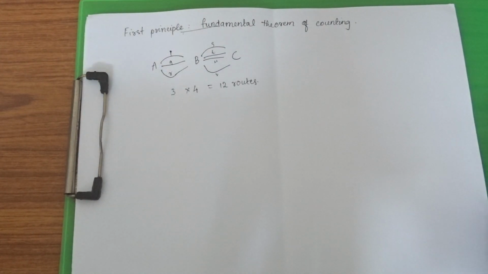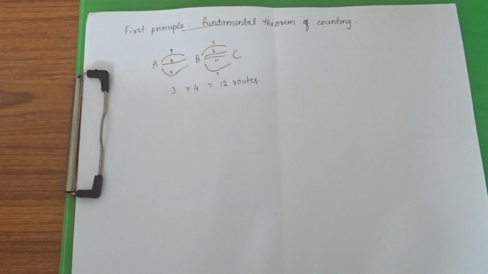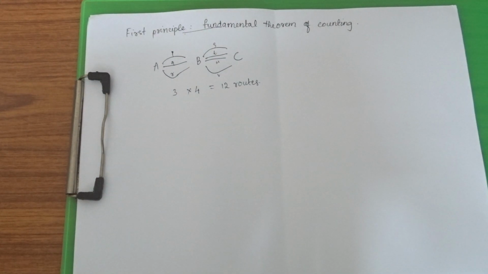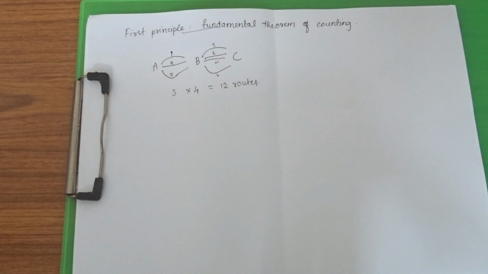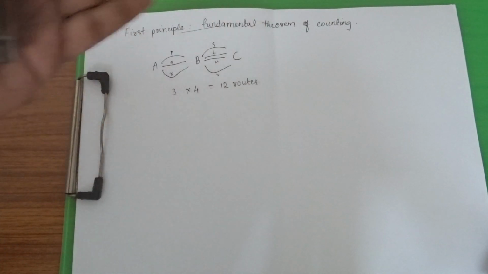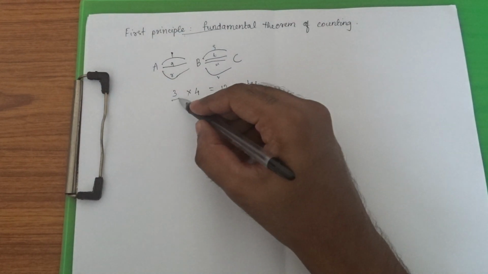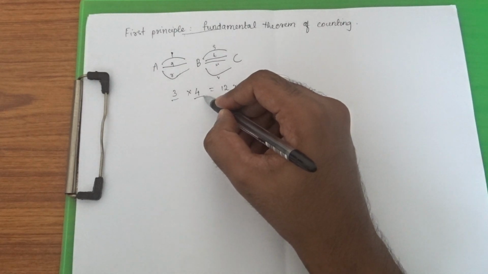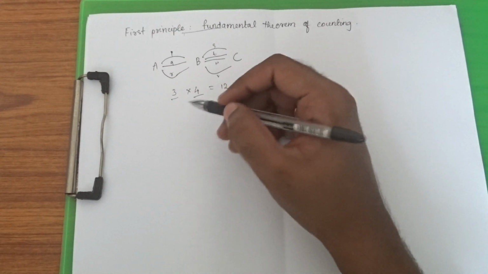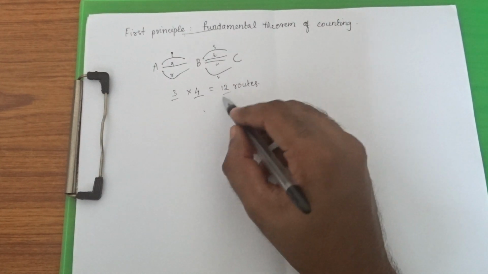The basic idea here is, I have a 2-step process. My process is going from A to C and it's a 2-step process. Step 1 is going from A to B and step 2 is going from B to C. And more importantly, step 1 and step 2 are independent of each other. Right? I can do whatever I want in step 2 irrespective of what I've done in step 1. So when you have a 2-step process and step 1 can be done in 3 ways and step 2 can be done in 4 ways, and more importantly, steps 1 and 2 are independent, then the process itself can be done in 3 into 4, 12 ways.